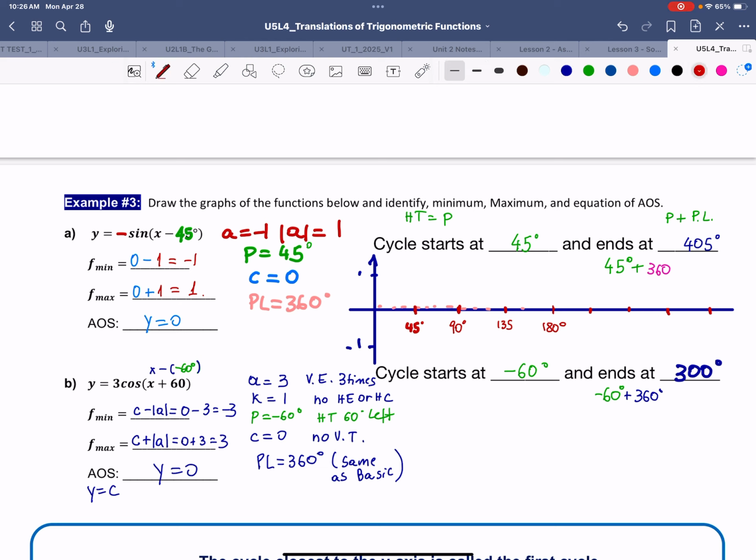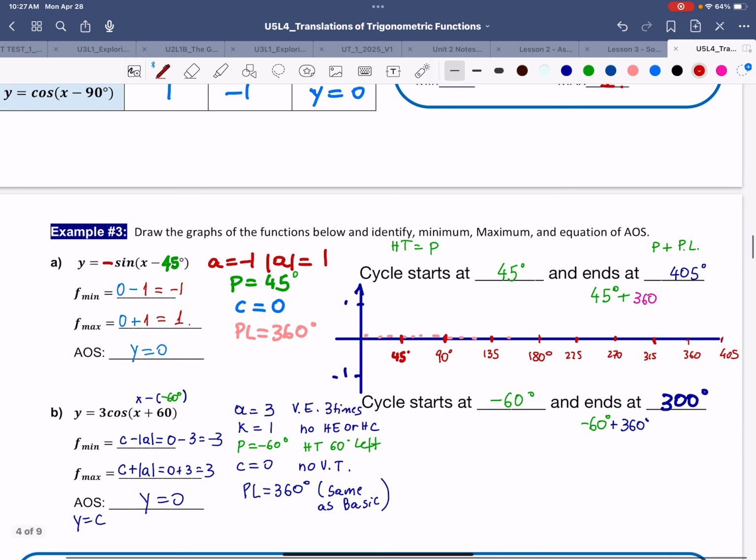So 180, another 45, 225, and then another 45, it's going to be 270. Another 45 is going to be 315. And then we have in here 360 and 405.